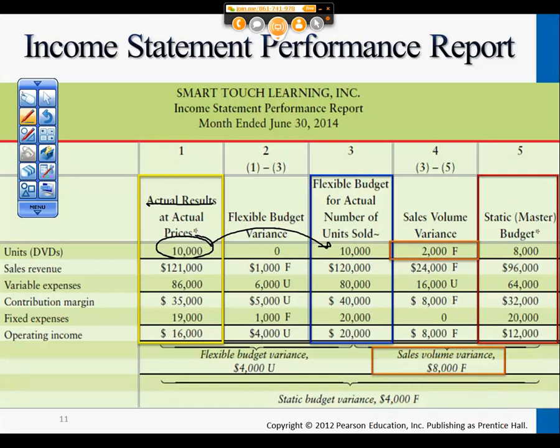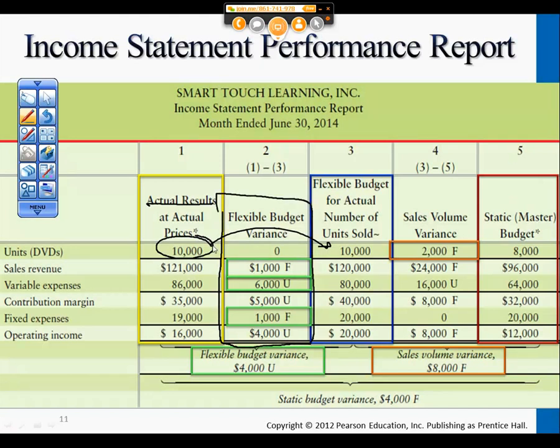All right, so what else do we have? When I have to find out my sales volume variance, what do I take? Let me go with 2. So we'll be looking at the flexible budget variance and the sales volume variance for a second. My flexible budget variance is the difference between the actual results at actual prices and flexible budget for actual number of units sold. All right, so when I calculate, let's look at the column flexible budget variance. All right, let's look at this column right here.